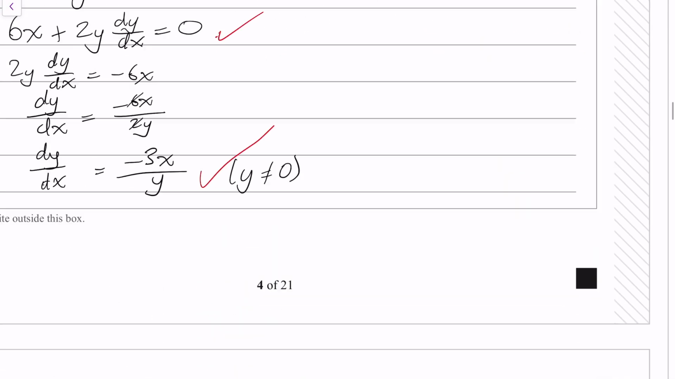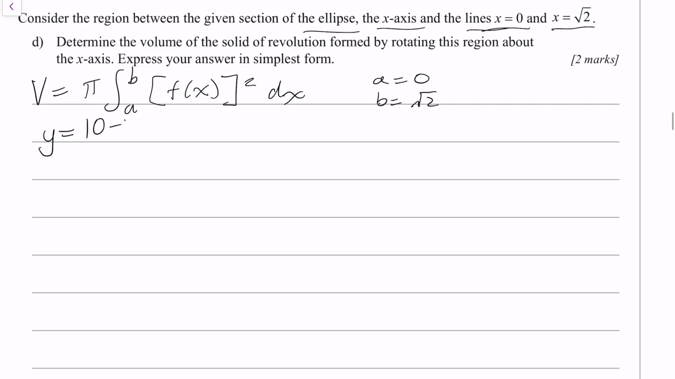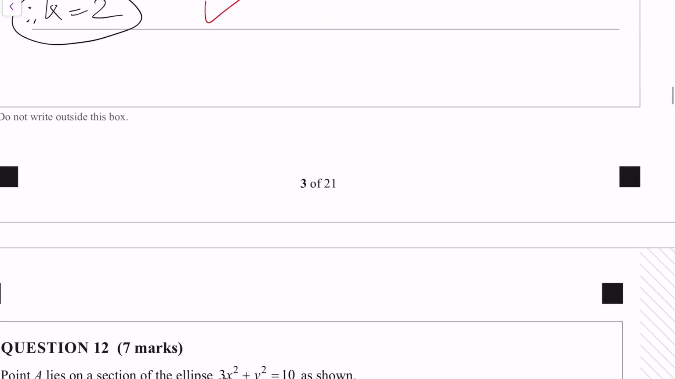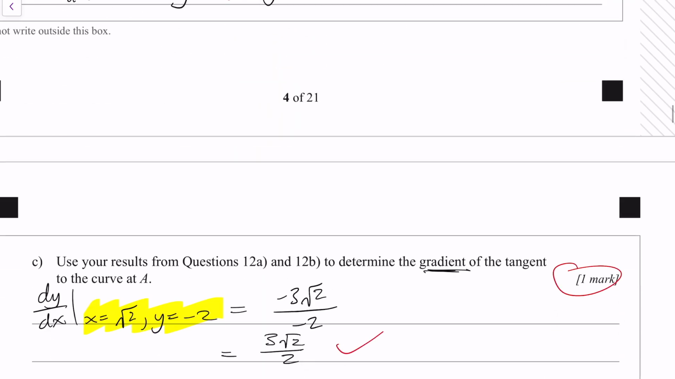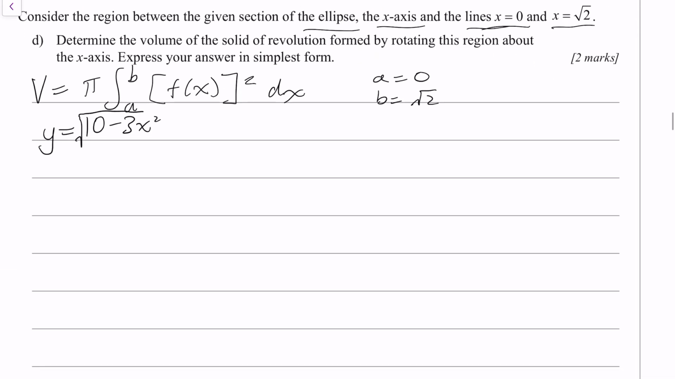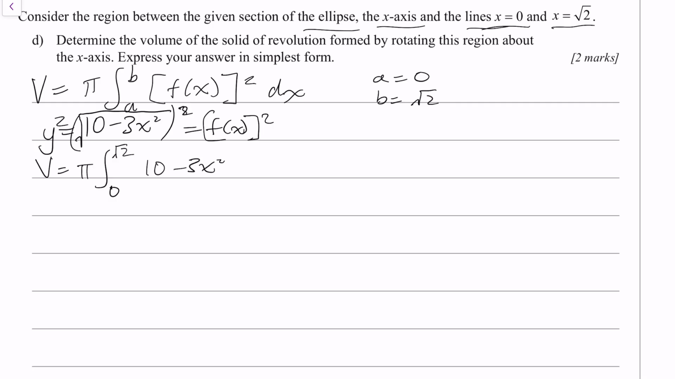So y is equal to 10 minus 3x squared. However, we will have y squared still, so we have to square root that. So square root there, and that is our function of x. However, it doesn't really matter about the square root because we are squaring it anyway, so we can just keep it as is. So V equals pi times the integral from 0 to square root of 2 of 10 minus 3x squared dx.